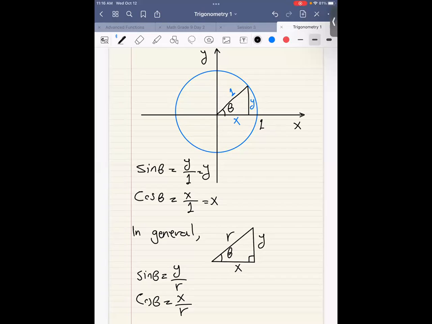So in the first quadrant, theta is between 0 and pi half, or between 0 and 90 degrees, right? But you can go on. So in general, this is the definition of sine theta and cosine theta. So imagine that you have theta is something like this.